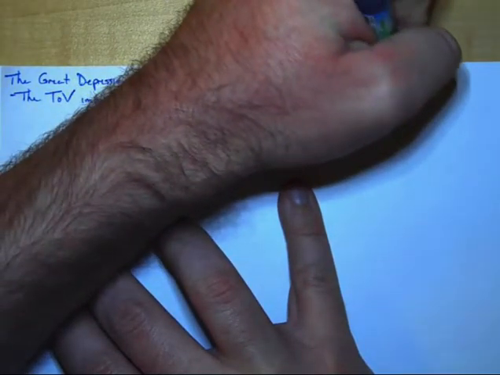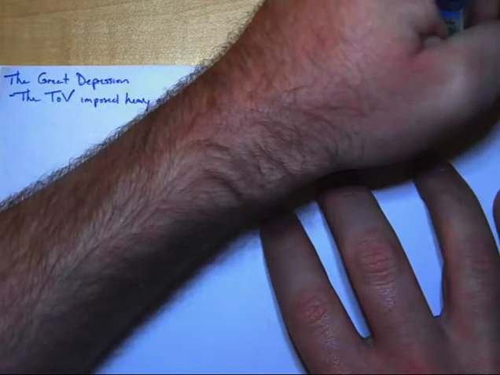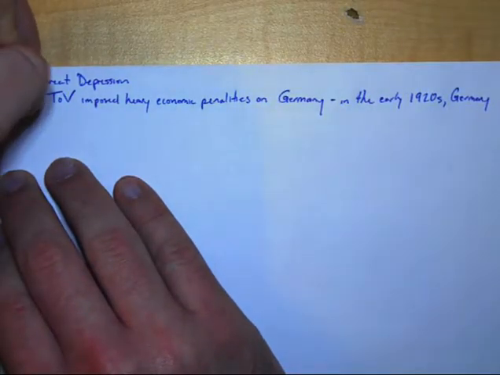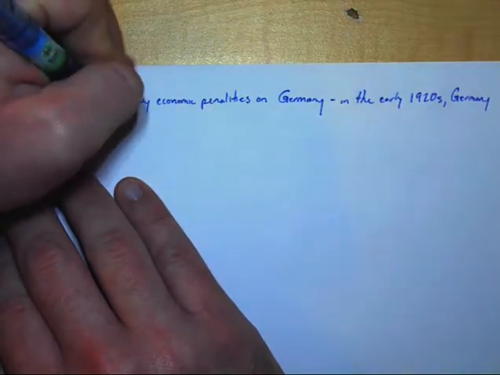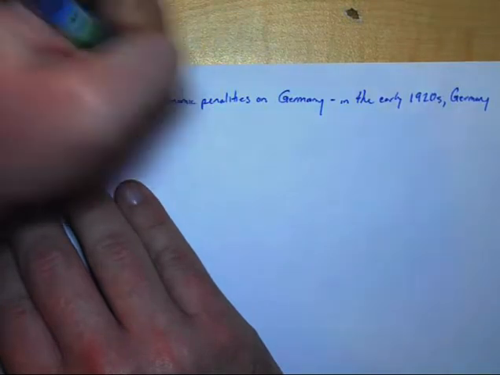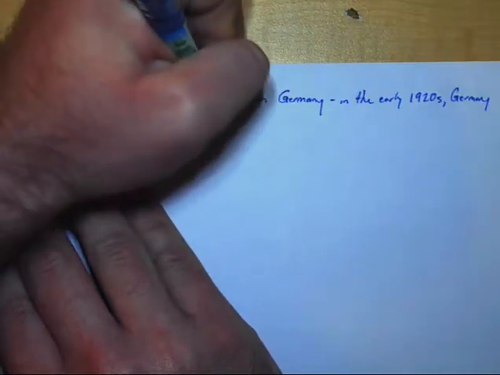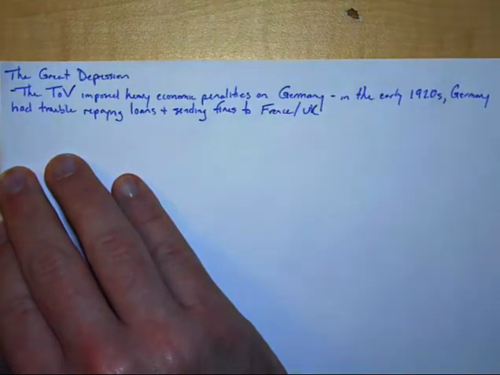In the early 1920s, Germany had trouble repaying loans and sending their fines to France and the United Kingdom. I mean, obviously, Germany had trouble financially as a result of the war.